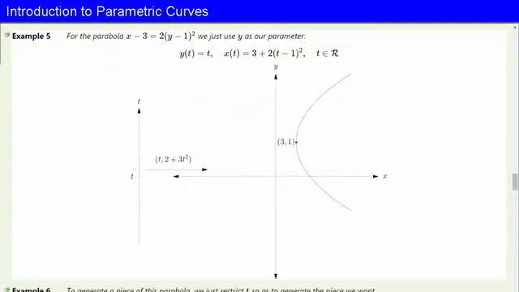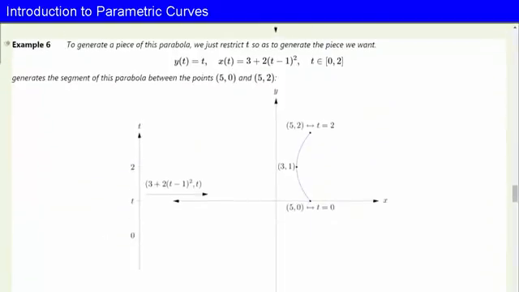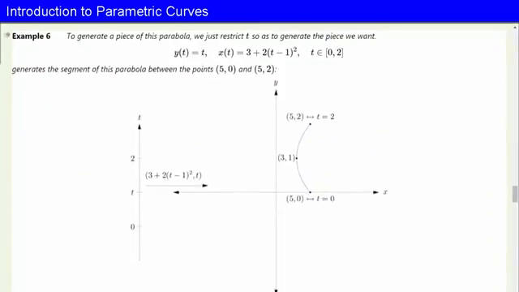For a parabola opening on the x-axis, for example, x minus 3 equals twice (y minus 1) squared, just use y as your parameter. So you set y of t equal to t, x of t equal to 3 plus twice (t minus 1) squared. Suppose you wanted to generate a piece of this parabola. Then just restrict t so as to generate exactly the piece you want.